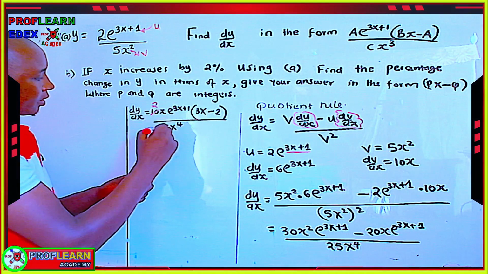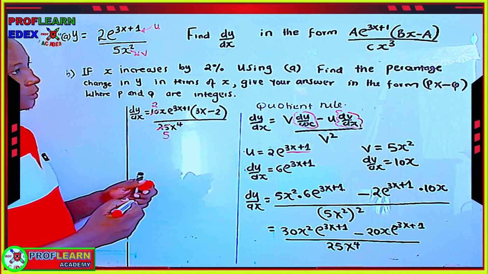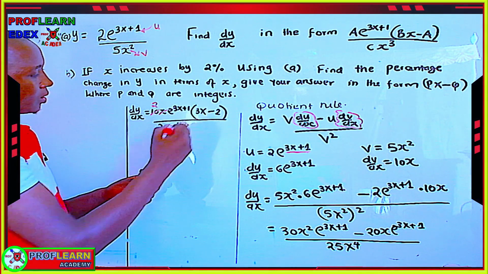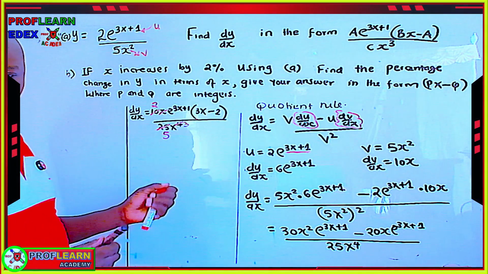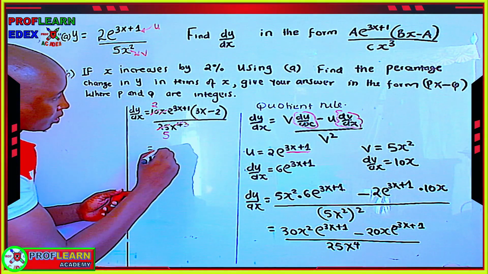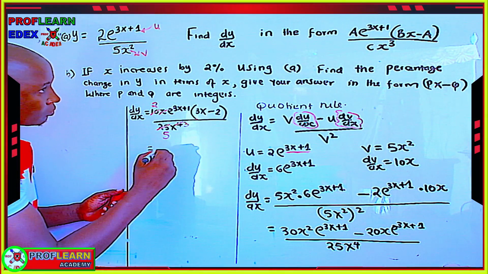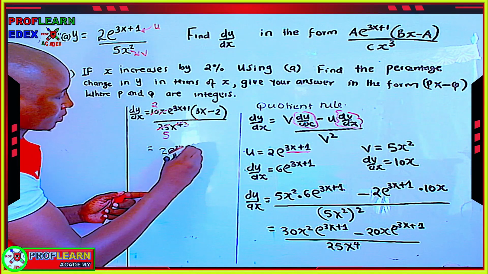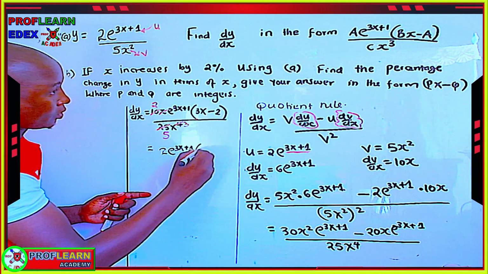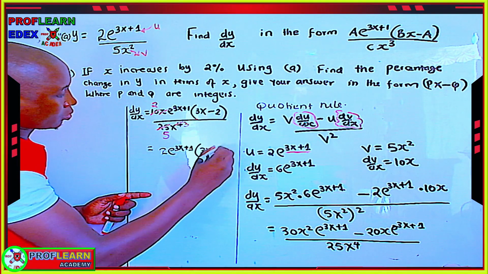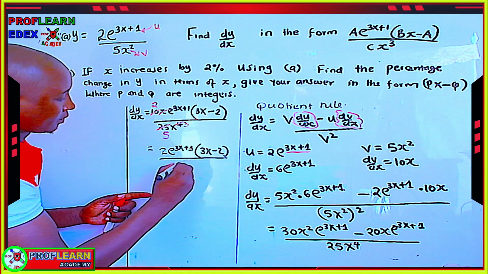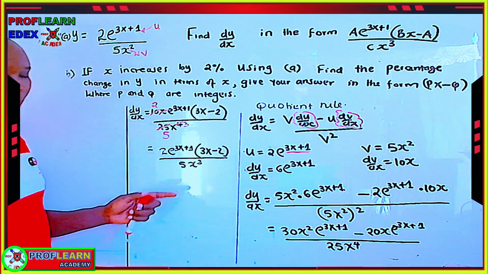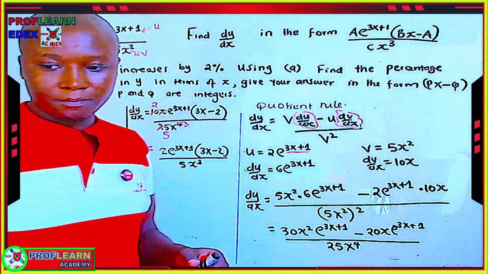You can see now what is going to happen is that 5 will be twice here, 5 will be 5 times, and this x will cancel with one of these, and we're going to remain with 3 here. So our final equation is going to be 2e^(3x+1)(3x minus 2) divided by 5x to the power 3.